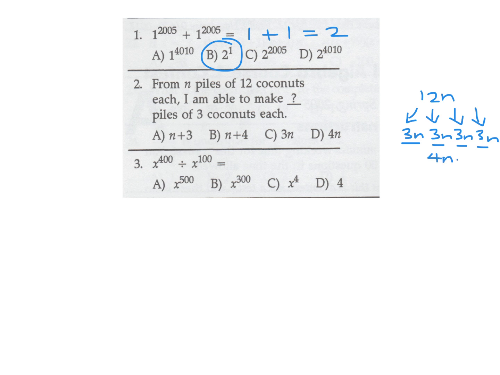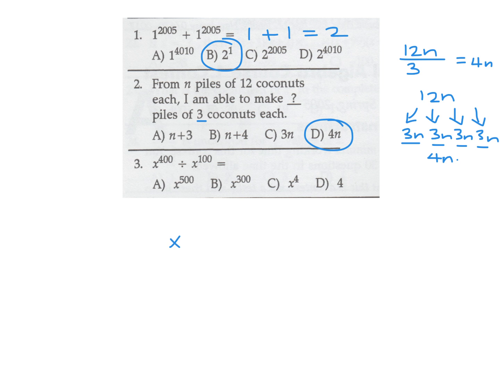in terms of how many piles of 3 coconuts each, right? So that would be D. Or another way to do it is just take 12n and divide by 3, and that would just give you 4n. So either way you get the same answer.